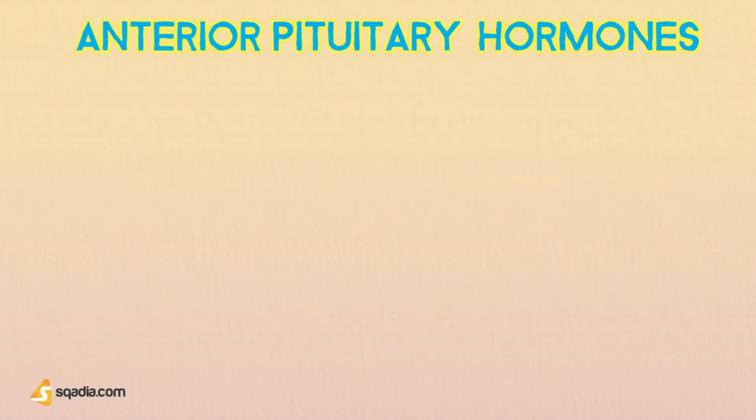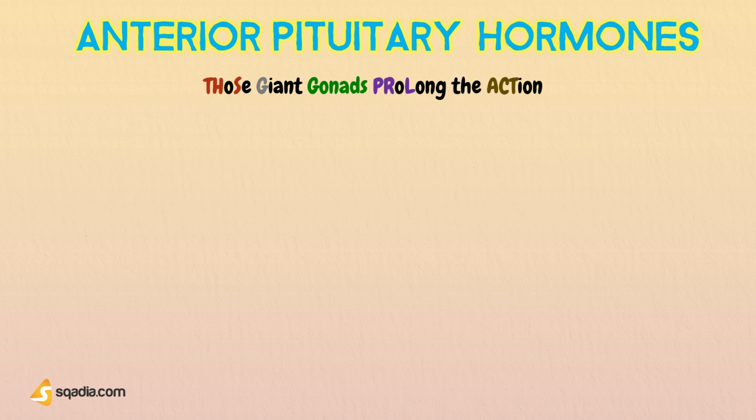Now, can you name 6 anterior pituitary hormones? These hormones are thyroid-stimulating hormone, growth hormone, the 2 gonadotrophins, follicle-stimulating hormone and luteinizing hormone, prolactin, and adrenocorticotrophic hormone. So, the mnemonic for these anterior pituitary hormones is "Those giant gonads prolong the action."